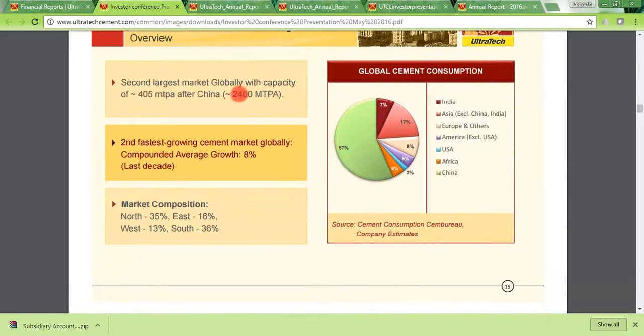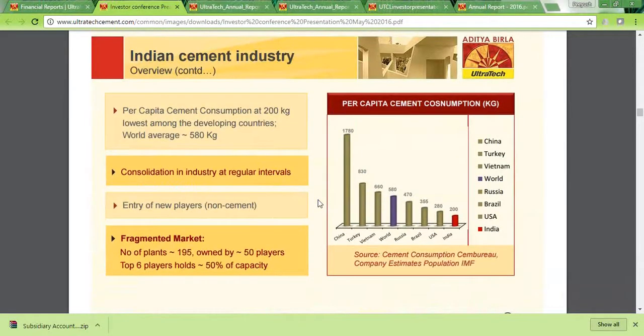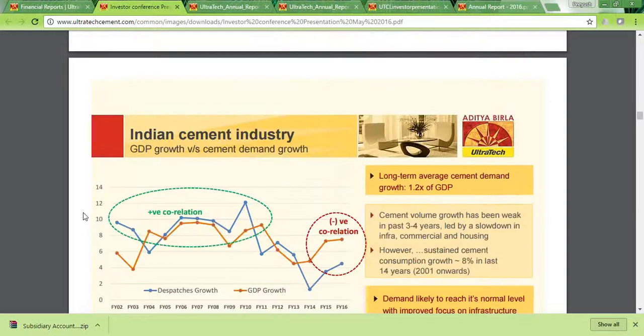With the combined forces, 2400 million tons per annum is China's capacity that we see. Market composition: it's a huge market in north and south India, while west and east have less capacity in terms of these data points. Then you see per capita cement consumption across countries. India is lowest amongst all the developing countries like China, Turkey, Vietnam, Russia, Brazil, and the US, which is developed, obviously. The world average is 580. So we are at one-third of that consumption, obviously because of the lack of infrastructure that we have seen so far.